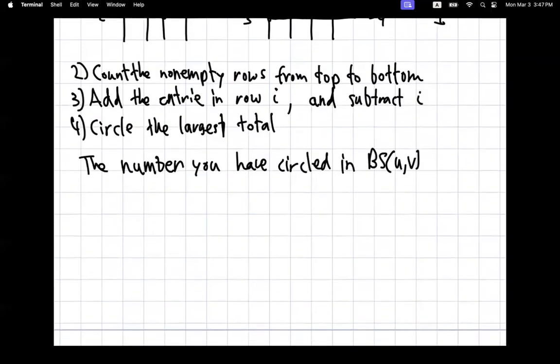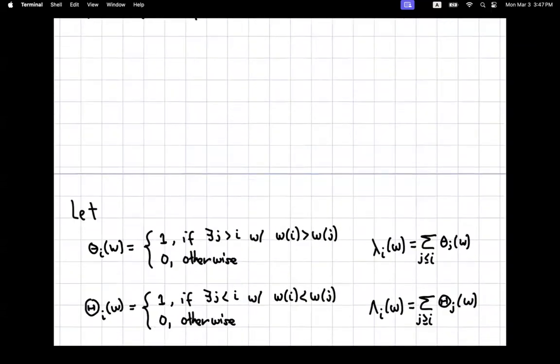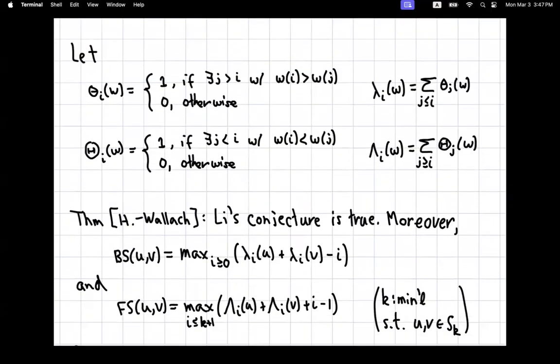Let's talk about this a little bit more formally. Let little theta sub i be 1 if and only if there's a non-zero ith row in the Lehmer code. And big theta sub i is exactly the same except for the dual Lehmer code. And then big lambda and little lambda are the sums of the non-empty rows, those counts going from either the top or the bottom, depending on which one we're using.